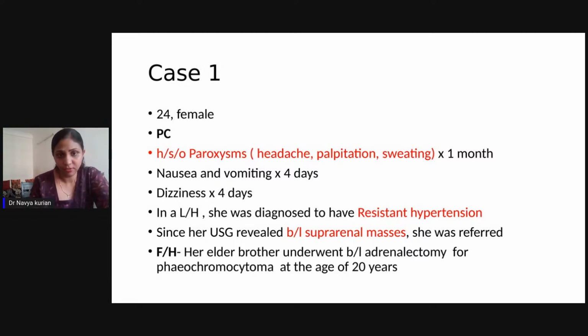So we are proceeding to various case scenarios. The first case scenario is of a 24-year-old female who presented with paroxysms. Paroxysm is a triad of headache, palpitation, and sweating, and the duration of her paroxysms was 1 month. She had nausea, vomiting, and dizziness for the preceding 4 days. In a local hospital, she was diagnosed to have resistant hypertension, and to rule out CKD, they had done an ultrasound which revealed bilateral suprarenal masses. So she was referred. Her elder brother had undergone bilateral adrenalectomy at the age of 20 years for phaeochromocytoma.